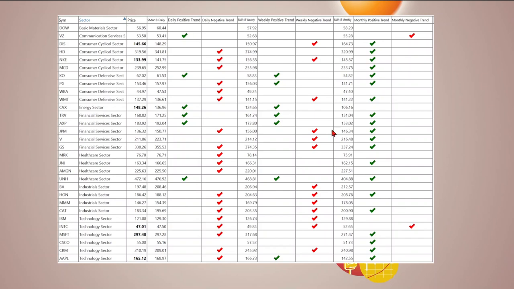So I think this is a good way to keep yourself straight and make sure you don't have some kind of a bias in place. Let's go ahead and get into the stocks now.